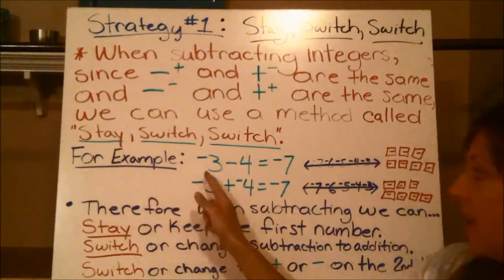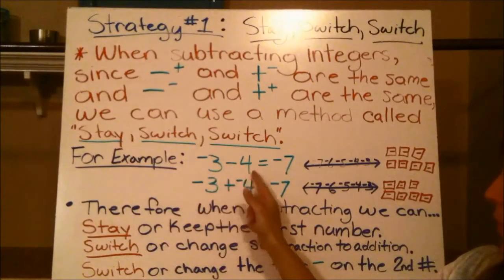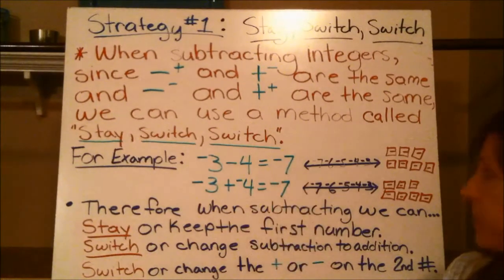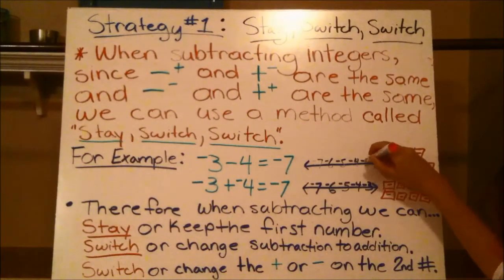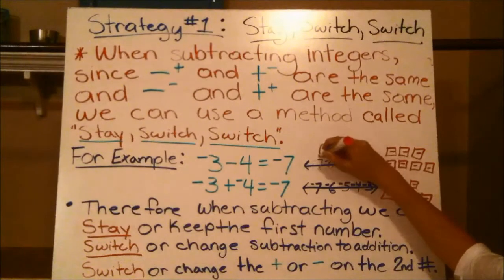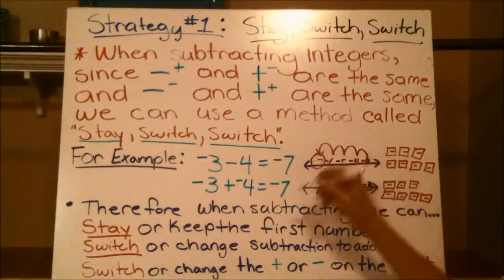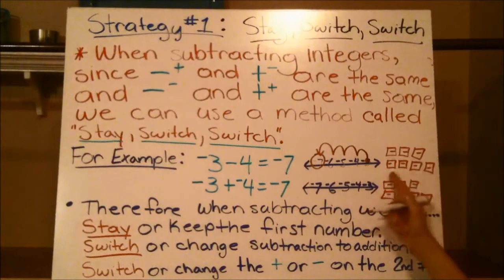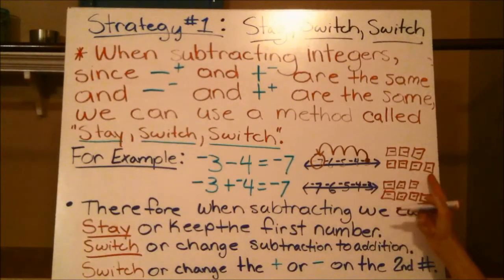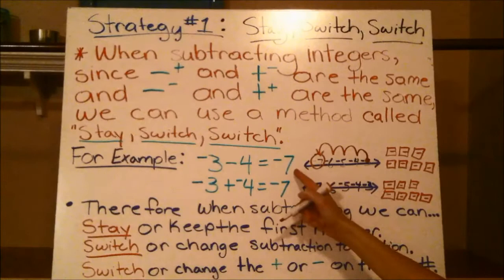For example, -3 minus 4 equals -7. On the number line, I'm going to graph -3 minus 4, and I'm going to move in a negative direction. 1, 2, 3, 4 equals -7. I'm looking at my integer chips. -3 minus a -4 equals a -7.